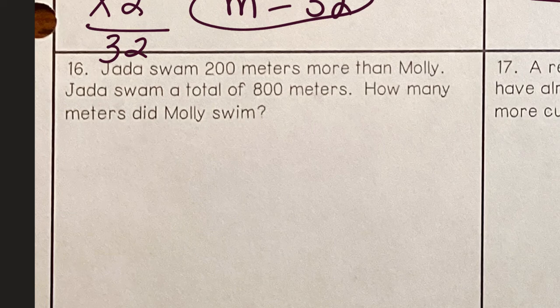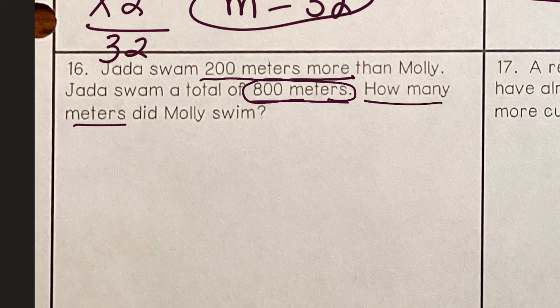Jada swam 200 meters more than Molly. Okay, so that information is important. Jada swam a total of 800 meters. That's her total. How many meters did Molly swim? So we're looking for how many meters Molly swam. I'm going to go ahead and put M for my variable there, for Molly.